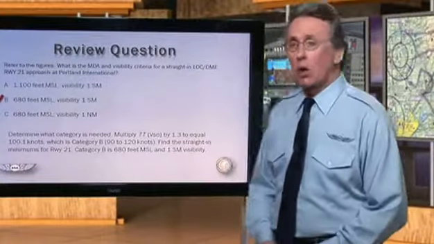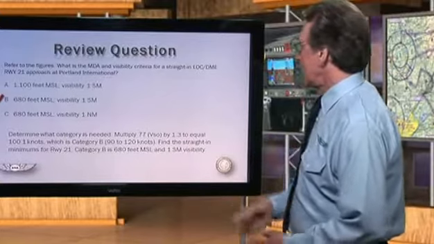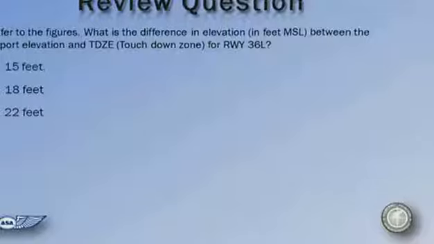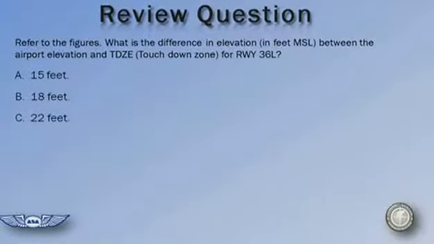Okay, covering some good information here. All right, let's have another question. Again, referring to figures, what is the difference in elevation, in feet MSL, between the airport elevation and the touchdown zone for runway 36 left?